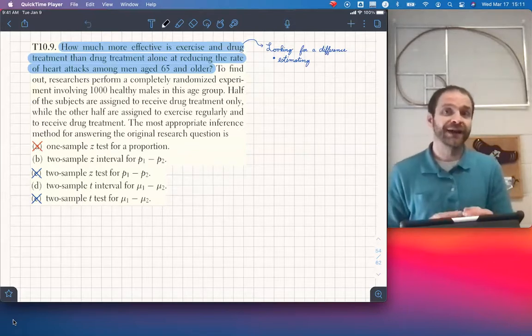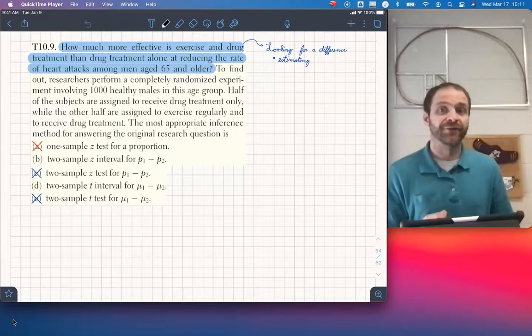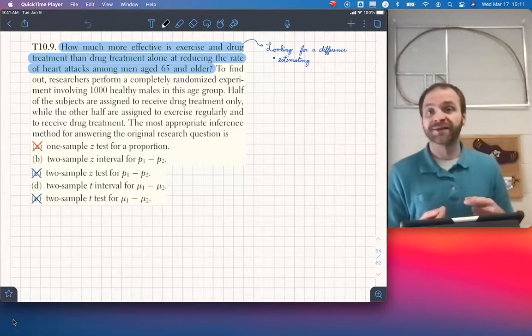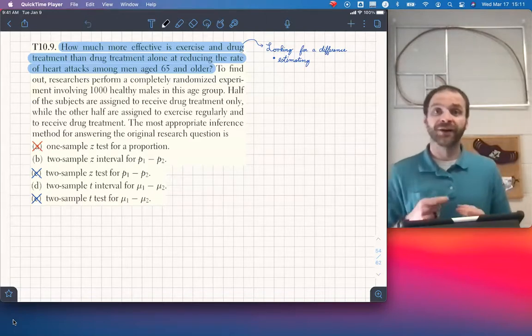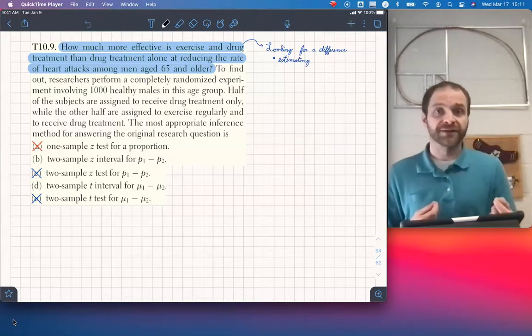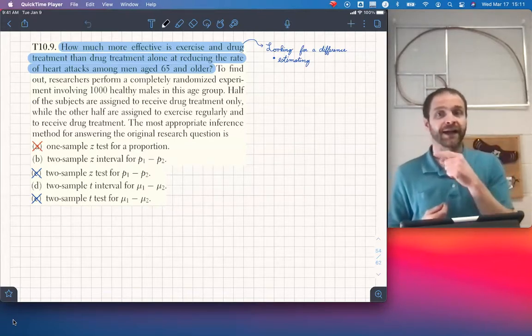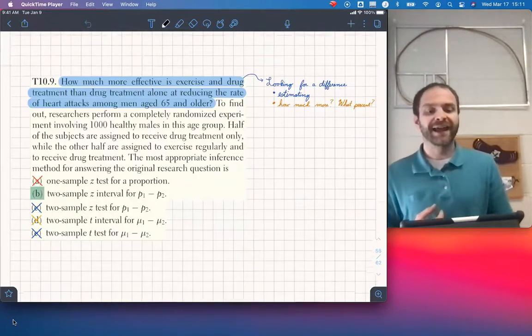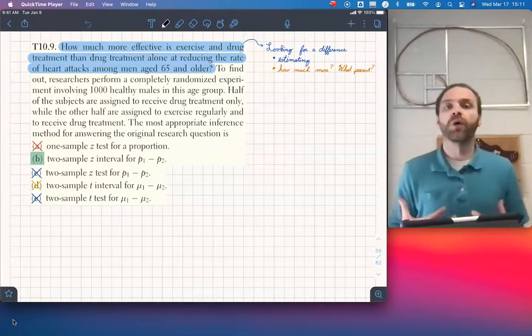So now I have to figure out, is it a Z interval for P1 minus P2, or is it for a mean? In other words, am I dealing with proportions, or am I dealing with means? That's really the difference between B and D. Well, in this case, how much more effective is it?